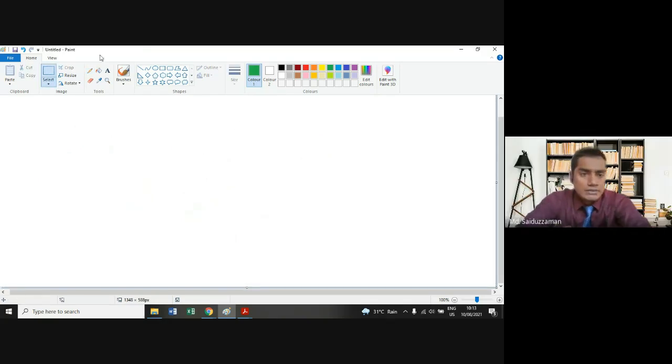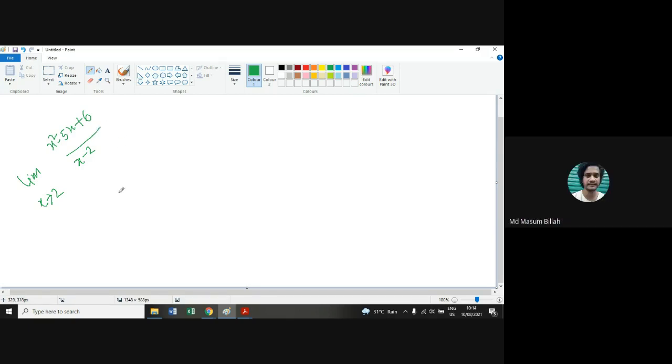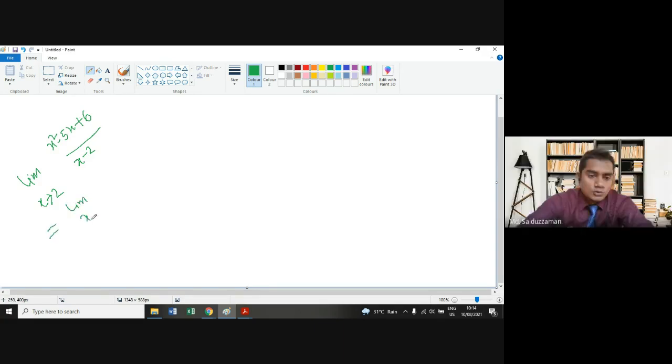Now, sometimes we face problems to solve the math. Suppose another time, limit x tends to 2, x squared minus 5x plus 6 divided by x minus 2, for example. Then, tell me, is its simplification possible? No, sir. Not possible. Why not? Sir, we can take the middle term factor.